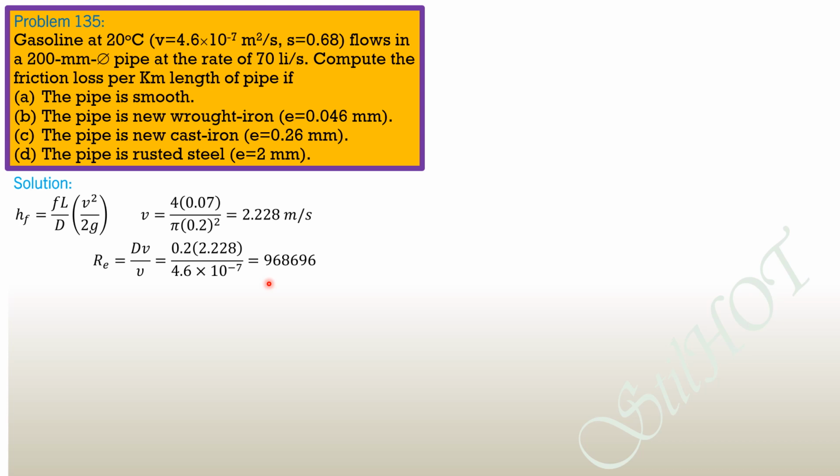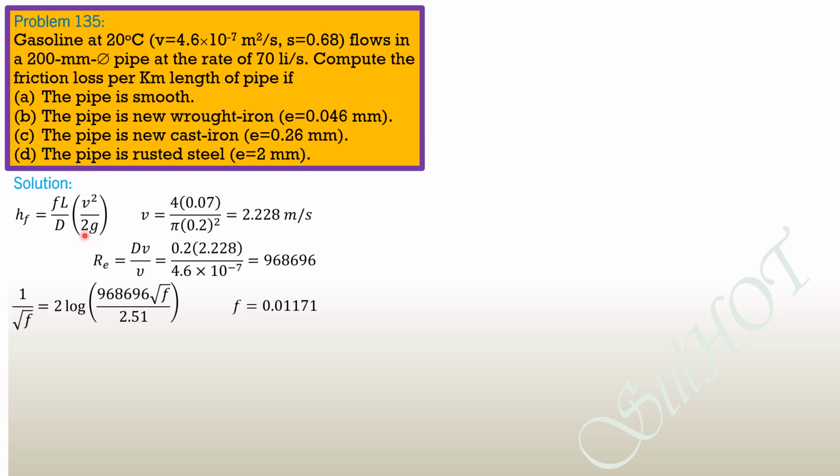Then we use the Colebrook equation for smooth pipe. 1 over square root of F equals 2 log of quantity R sub E square root of F over 2.51. So from here, we can solve for F using your calculator. F is 0.01171.